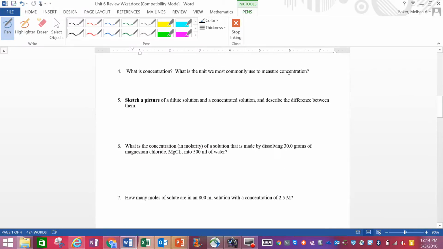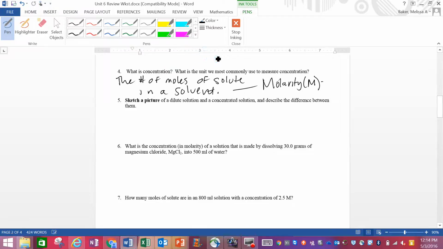Number 4, what is concentration? It's the number of moles of solute in a solvent. Usually you measure it in moles per liter. So molarity is also shorted with just a capital M. That's moles per liter.